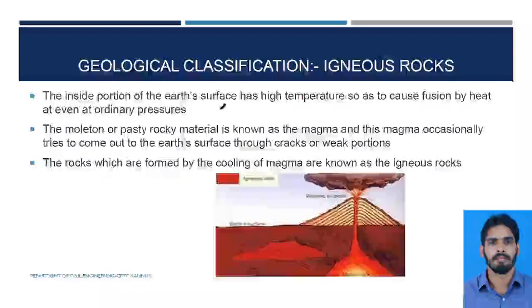The inside portion of the Earth's surface has high temperature, so as to cause fusion by heat even at ordinary pressure. At the ordinary pressure also, due to the high pressure, it may fuse. Due to the high pressure and the high temperature inside the Earth's surface, Earth has a crust, mantle, core. There are so many cross sections. So inside the Earth, there will be high pressure and high temperature. Due to that, what happens? It may fuse. The molten or the pasty rocky material is known as magma.